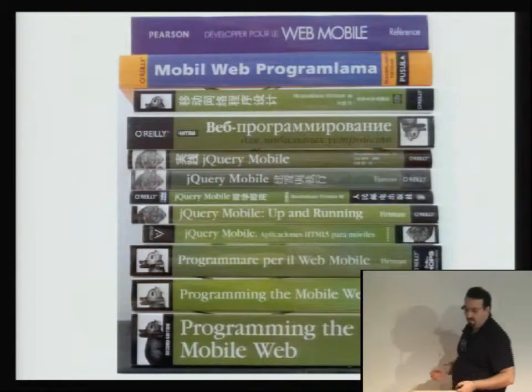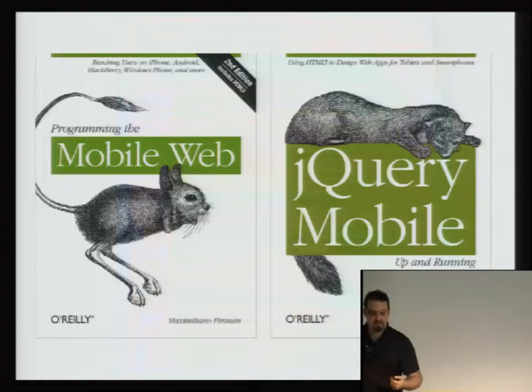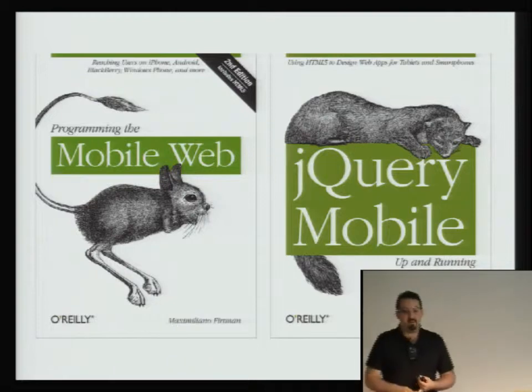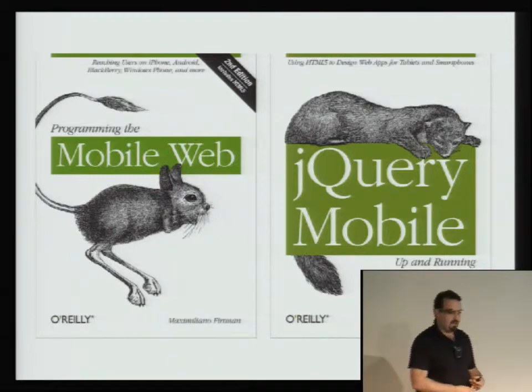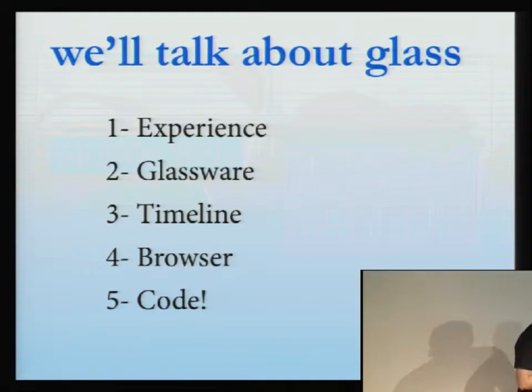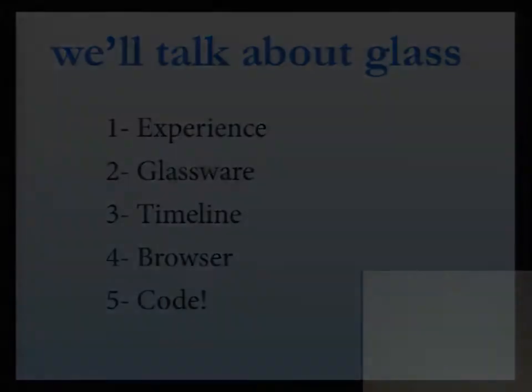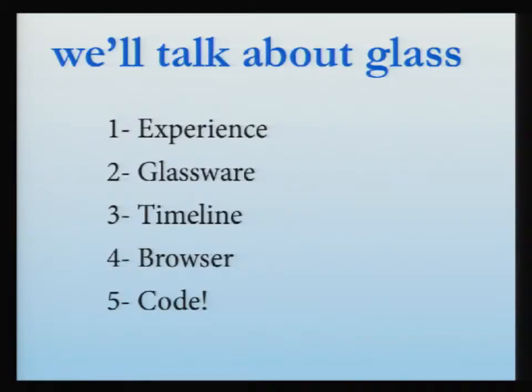I have written some books. There you have my books and translations. The latest two books are Programming the Mobile Web and jQuery Mobile Up and Running, both from O'Reilly Media. And we will talk about Glass. We are going to see the experience, because that's important. It's a new kind of device, so you need to understand not just how to code, but also how Glass works. What is a glassware? That's the name for apps for Glass. The timeline, the browser. Do we have a browser? Well, let's see. And some code. I will show you some code.